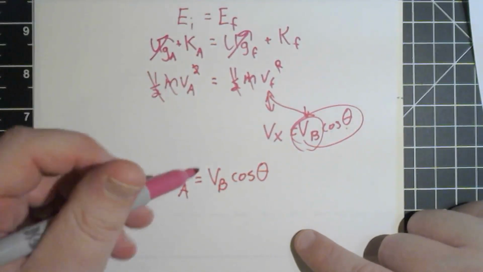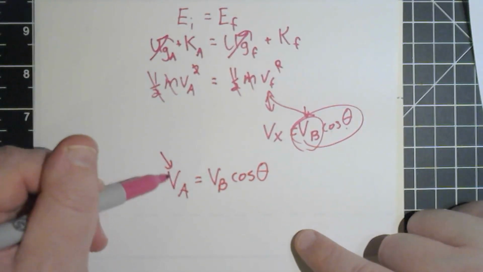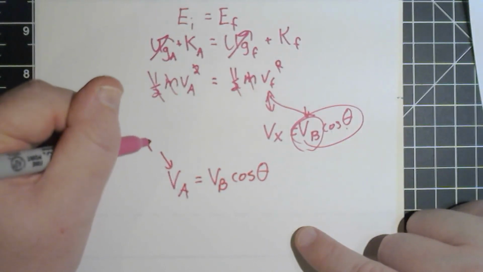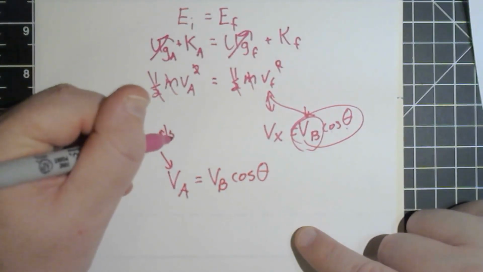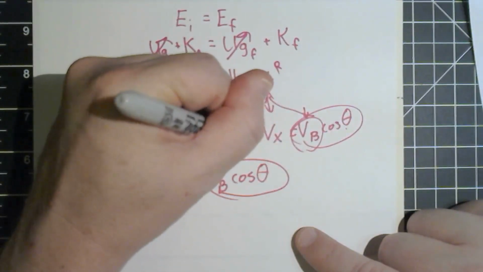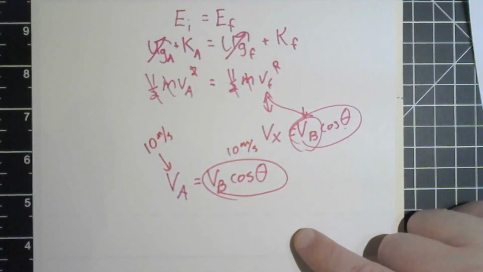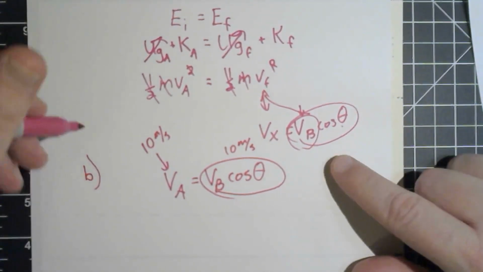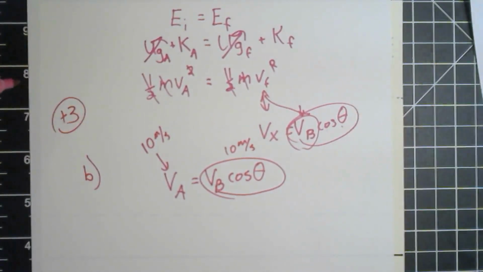All right. So if I gave you a number for V_A, let's say it was 10 meters per second, then that means that V_B cosine theta would also have to be 10 meters per second. That's your solution for part B. And part B was worth 3 points because this is a 7-point question. 2, 2, and 3 is 7 points.